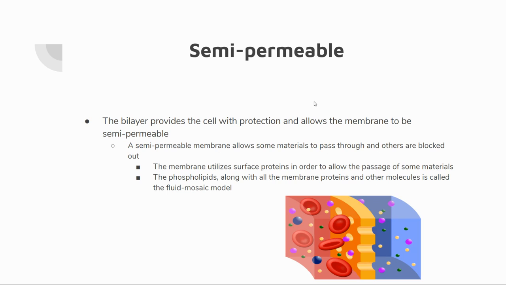What this means is some materials can pass through the cell membrane without any assistance, and some are blocked, typically based off size or maybe ports, so to speak. So the membrane utilizes surface proteins in order to allow the passage of some materials. The phospholipids, along with the membrane proteins and other molecules, is called the fluid mosaic model. And again, I should have said this earlier, feel free to pause this video and get these notes whenever you need to, and then continue to push play.